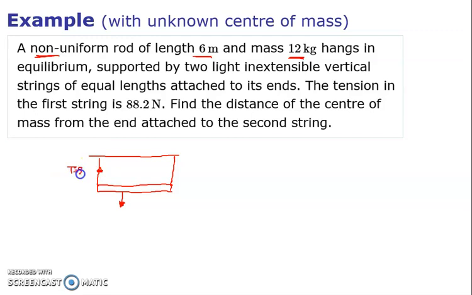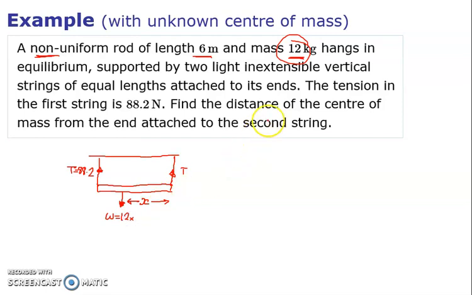T equals 88.2 newtons. It doesn't tell me this one here. That's an unknown tension. Find the distance of the center of mass from the second string. Alright, so that means I'm going to call this x. That's the distance I want. What was its mass? Its mass was 12. That acts at this funny point, so its weight is 12 times.